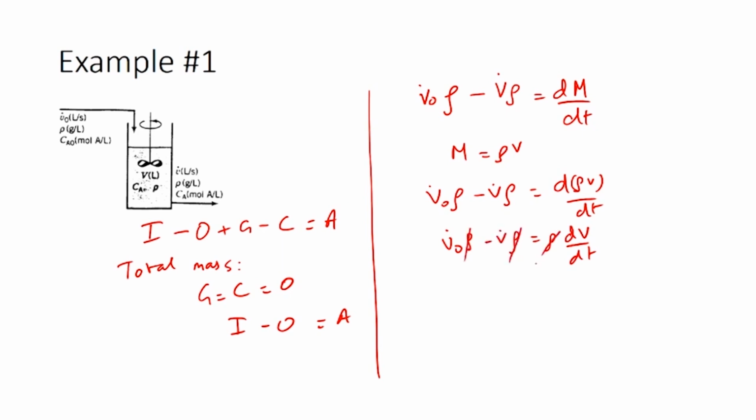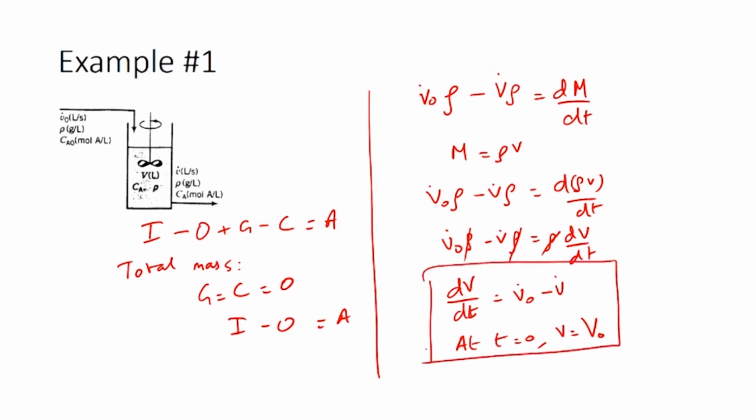So, the rho can be cancelled. So, the equation becomes dV by dt, which is the change in volume with respect to time, is equal to V naught dot minus V dot. So, this is the differential equation. We can solve the equation only if we have the initial condition. So, what would be the initial condition? At time t equals 0, V should be equal to capital V naught, which is the volume at time t equals 0. So, this would be the differential equation with the initial condition.